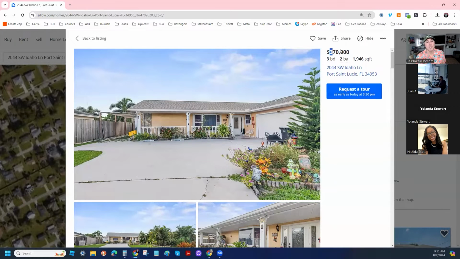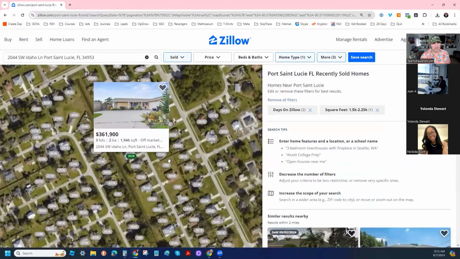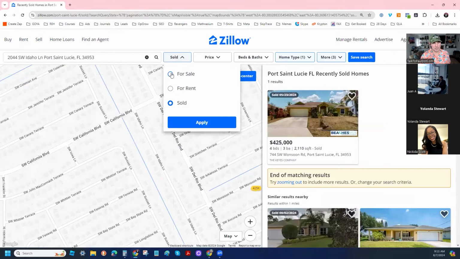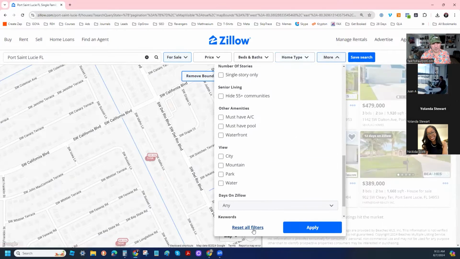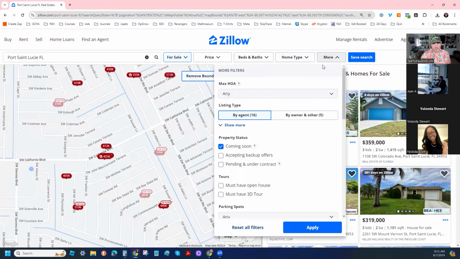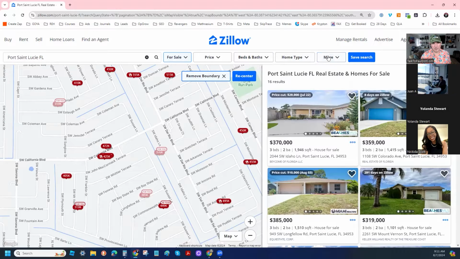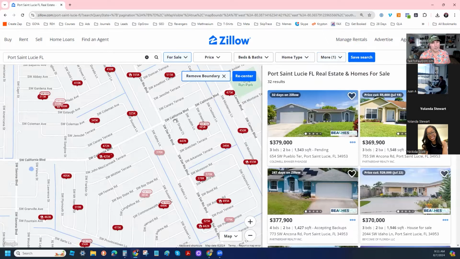Okay, so in this case, we got it a little higher than I really wanted it to be. We got it at about 320. We put it on the market for about 370. We're getting some attention. And if we look at this, we can see what's happening around it. Let's not look at what's sold. Let's look at what's for sale. Reset all filters. So if we take a look at what is for sale right now, accepting backup and pending, we're priced okay.